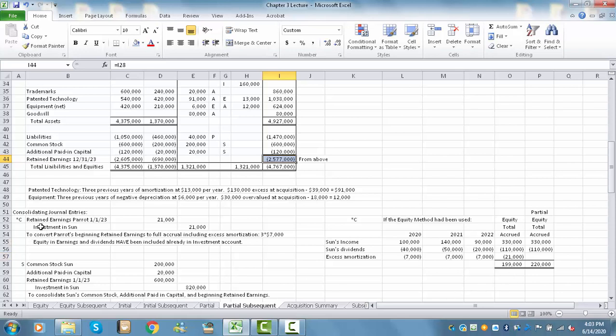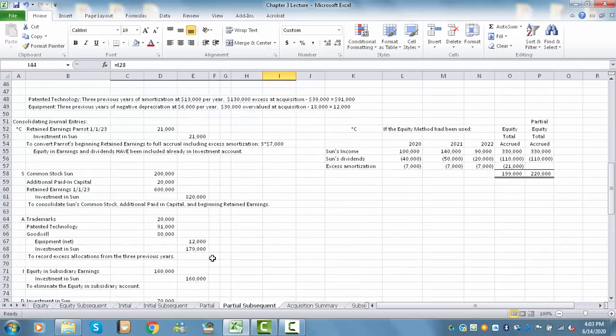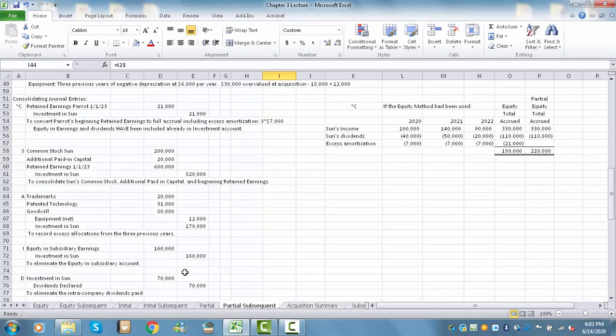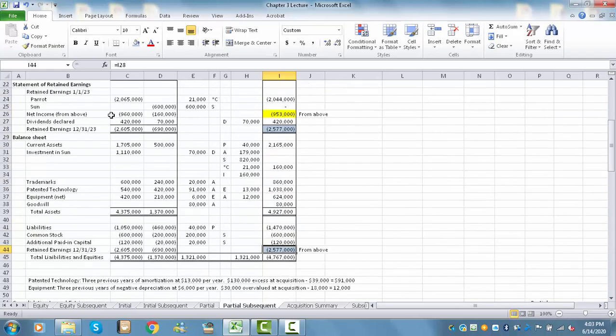So that's where we reduce in our star C entry: we reduce the investment in Sun and we reduce the retained earnings in the parent at the beginning of the year. And that converts this into the full equity method. And then the rest of the entries are S, A, I, whatever we had here, which was 160.